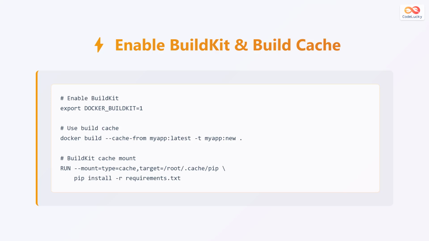Enable BuildKit to take advantage of performance improvements and advanced features. Set the environment variable DOCKER_BUILDKIT to 1. Use the build cache to reuse layers from previous builds. You can specify a cache source using the --cache-from flag. Also, leverage BuildKit's cache mount feature to cache dependencies during the build process. For example, you can mount the pip cache directory to persist installed packages between builds.